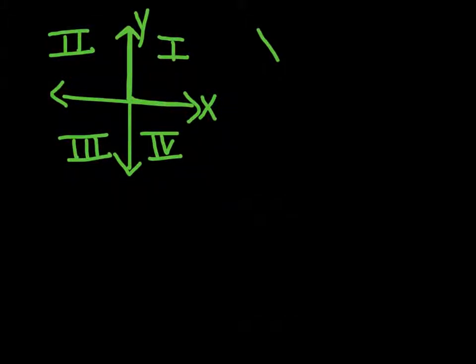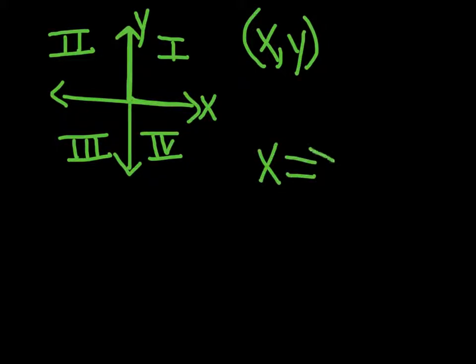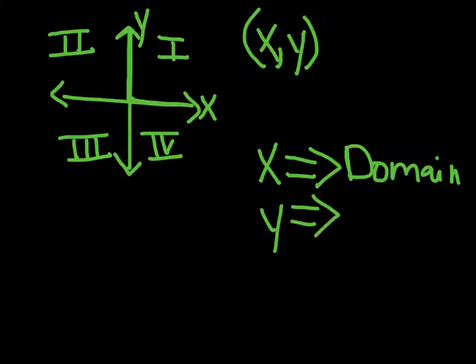Ordered pairs are written in order x, y, just like the alphabet. The first value is x, the second value is y. X is also called the domain. Y is also called the range. If you are given x values for a domain, you substitute them into an equation to find the y values, which are the range. Those become ordered pairs that you can plot on your coordinate plane.